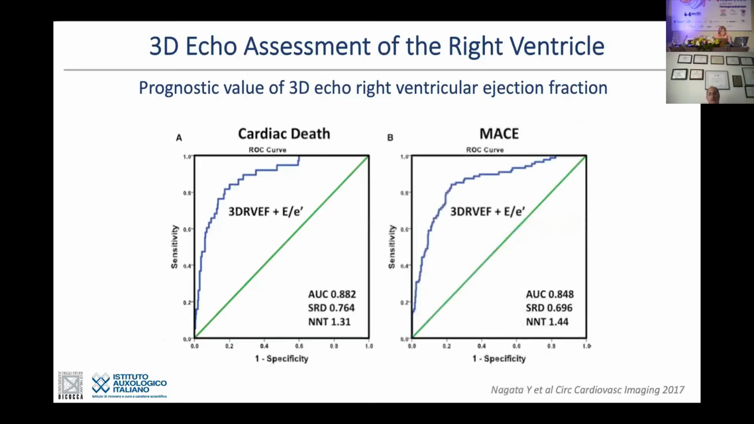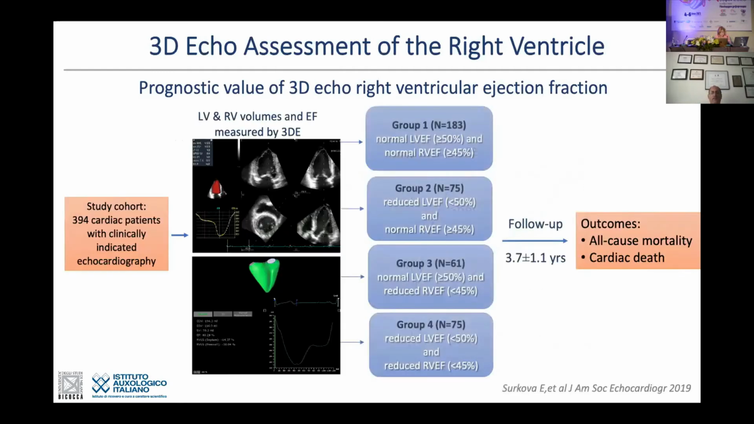This was confirmed also by a similar study performed in Japan by the group of Masaki Takeuchi and co-workers, showing once again that the right ventricular ejection fraction in the general population of patients coming to the echo lab for an echo is a powerful and independent predictor of cardiac death and major adverse cardiac events.